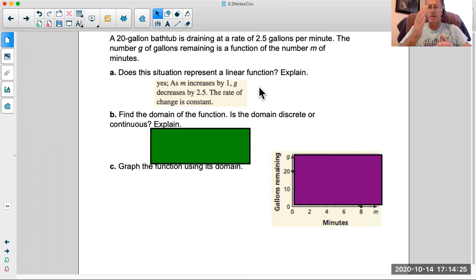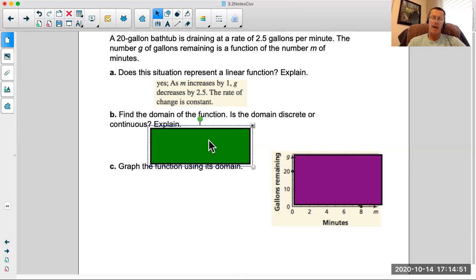Okay, so does it drain for 1 minute and then skip right to 2 minutes? No, of course not. You can drain for seconds or milliseconds or whatever. So would it be discrete or continuous? Continuous, good. All right. Now, the domain here is going to be the number of minutes. So you'd have to figure out how many minutes it would take to drain 20 at a rate of 2.5. See if you can figure that out.